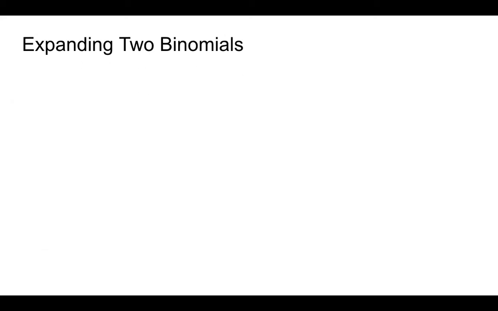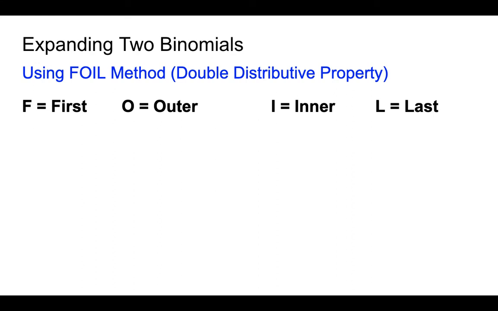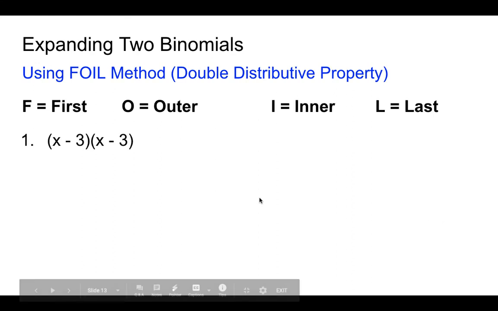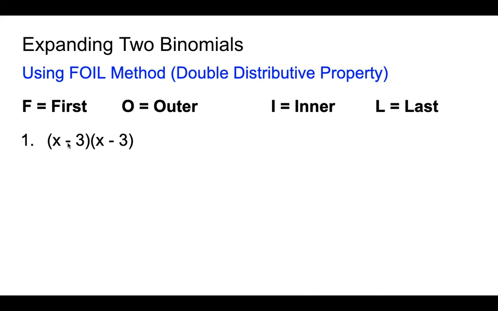Last method is called the FOIL method. If you've seen this content before, you've probably seen this method. This is called the double distributive property, which just means that you are going to multiply the x into these two terms, and then the -3 into these terms. And FOIL stands for the first terms, the outer terms, the inner terms, and the last terms.